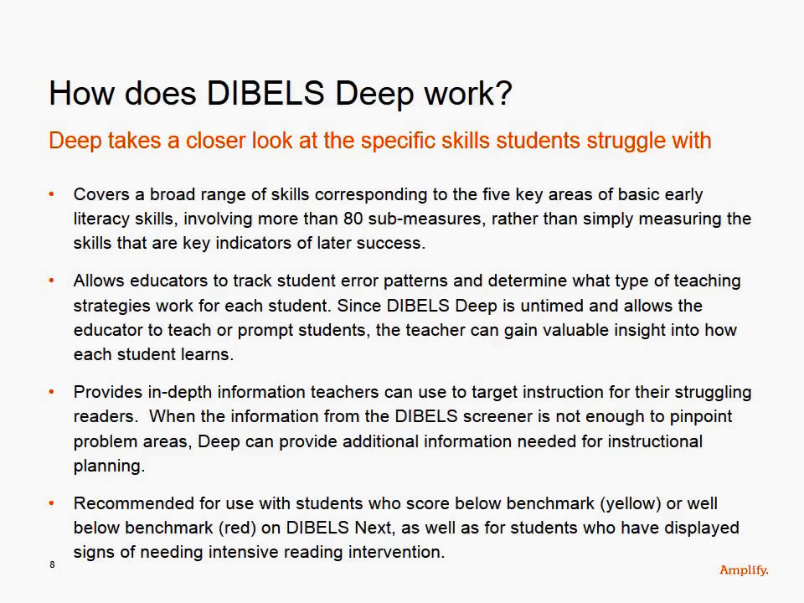And then a little bit deeper look into how it actually works. It does cover the broad range of skills in the 5 key areas of basic literacy skills. There are more than 80 submeasures. So for instance, PA, phonemic awareness, actually starts with 11 submeasures, and you would start at something very simple, such as blending compound words, and then it would go all the way up to 4 and 5 phoneme words from there.